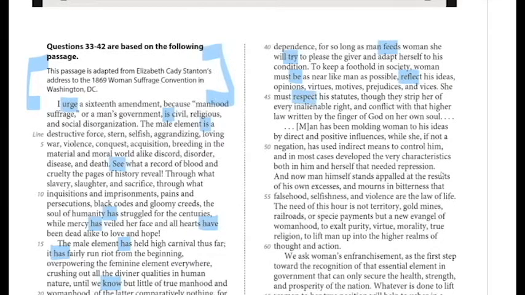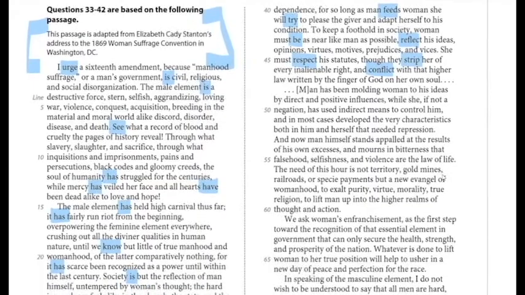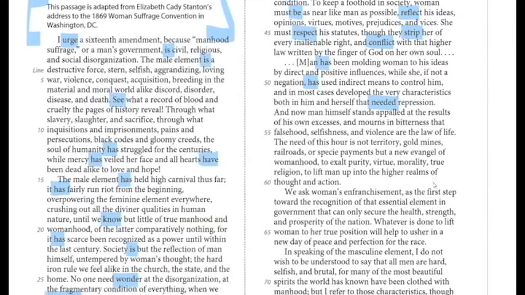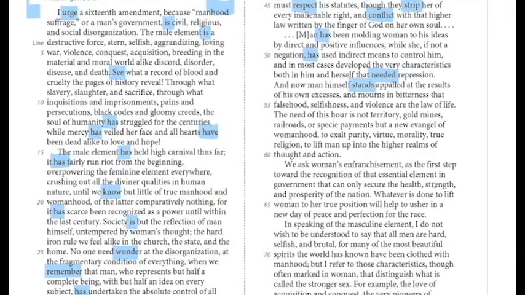She must respect his statutes, though they strip her of every right and conflict with that higher law written by the finger of God on her own soul. Man has been molding women to his ideas by different influences, while she has used indirect means to control him, and in most cases developed the very characteristics both in him and herself that needed repression. And now man himself stands appalled at the results of his own excesses and mourns in bitterness that falsehood, selfishness, and violence are the law of life.